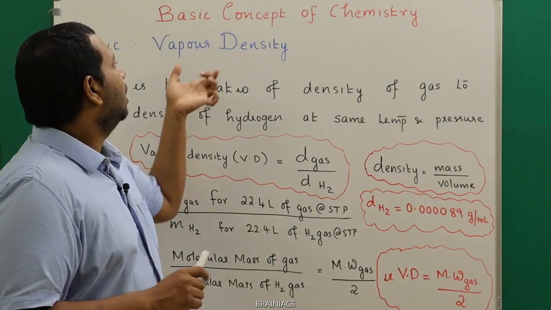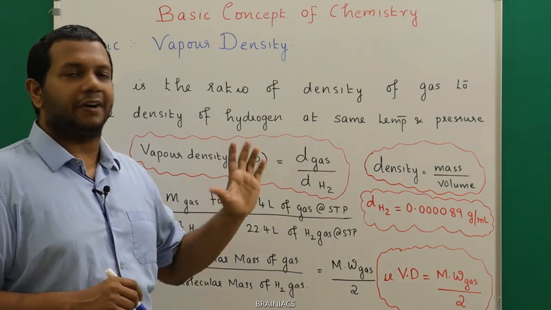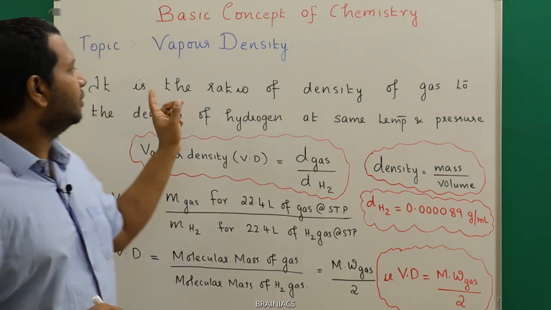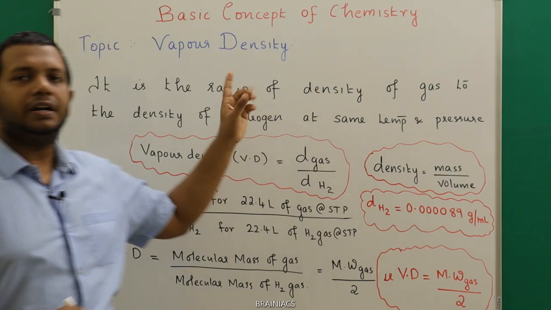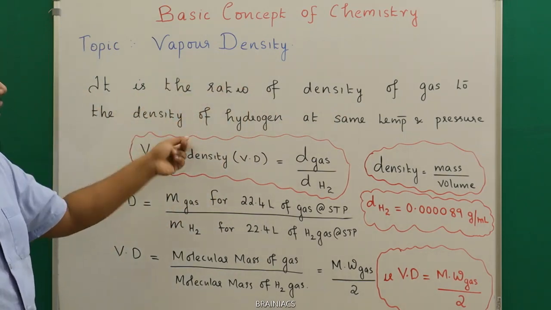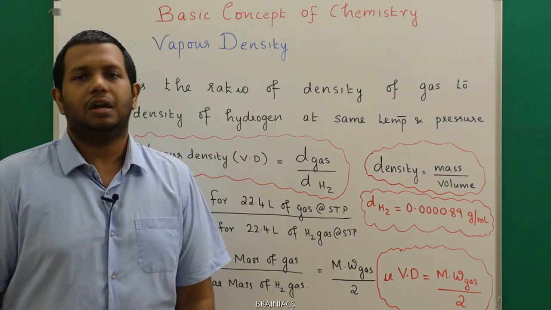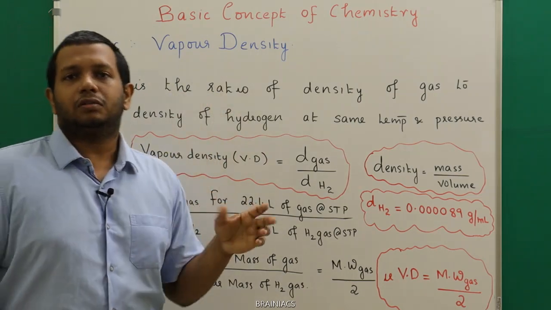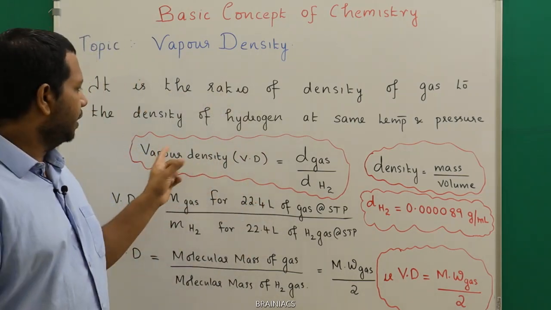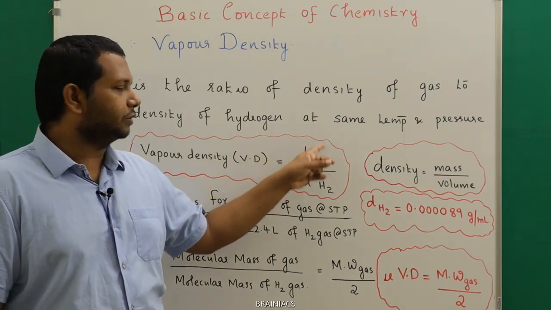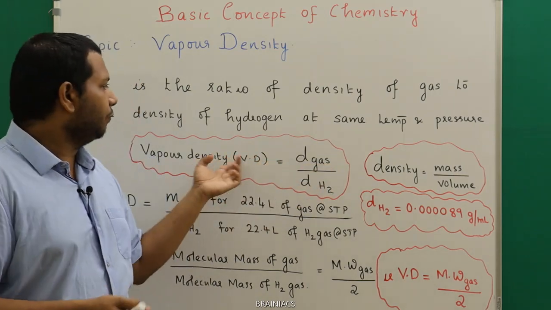Similar to that, the vapor density is defined as, listen here, the ratio of density of the gas to the density of hydrogen at same temperature and pressure. This is called vapor density. So right now we will say vapor density is equal to density of the gas. Vapor density of a particular gas.